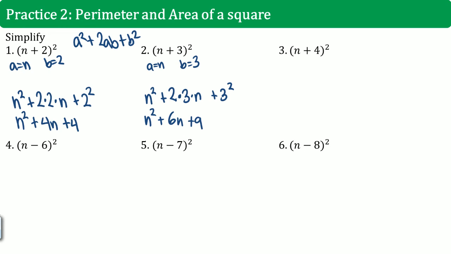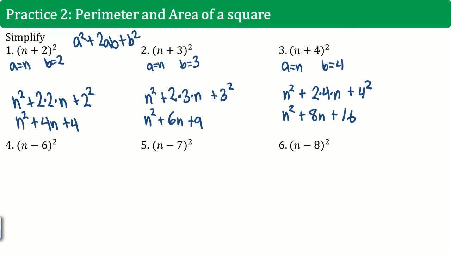Let's do 3. A equals n, b equals 4. So plug it into the formula. A squared, which is n squared, plus 2ab, so 2 times 4 times n, plus 4 squared. You get n squared plus 8n plus... no, not plus 4. 4 squared is 16.